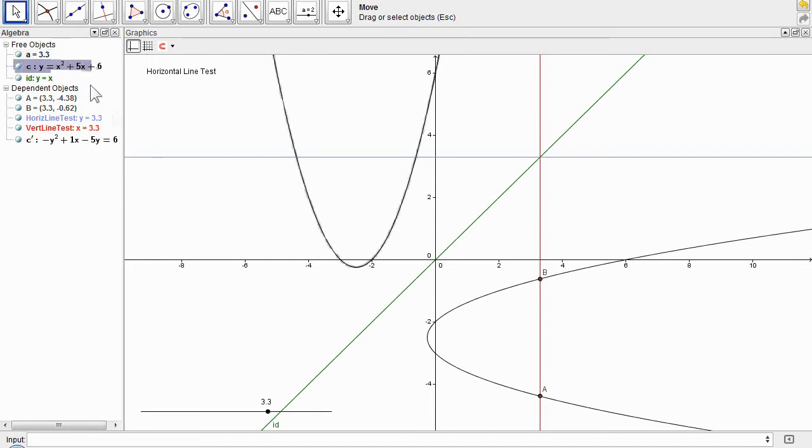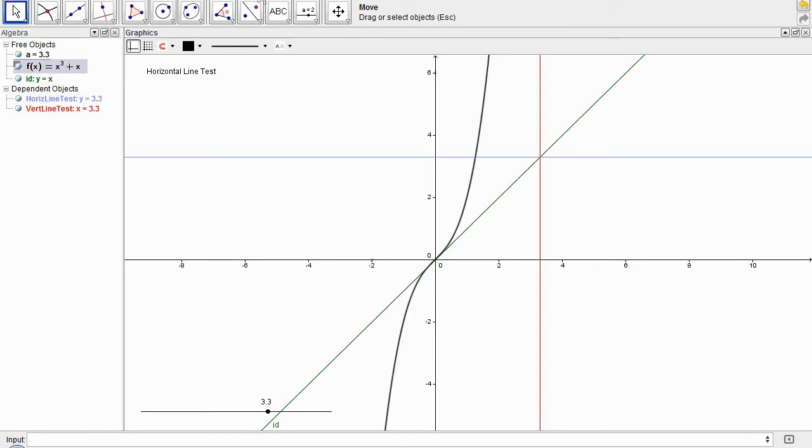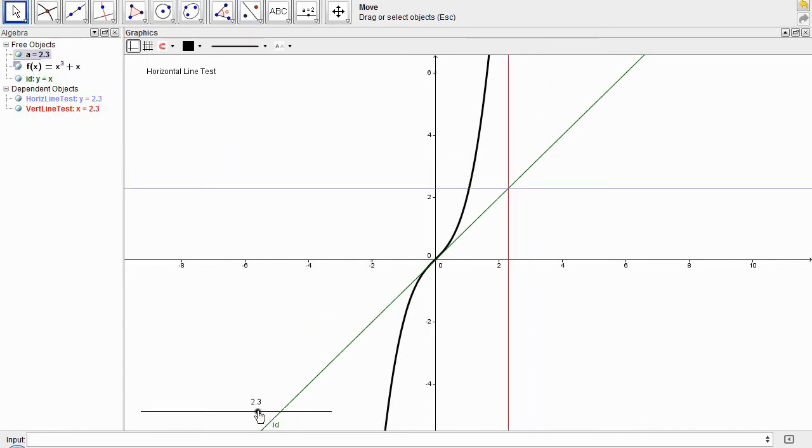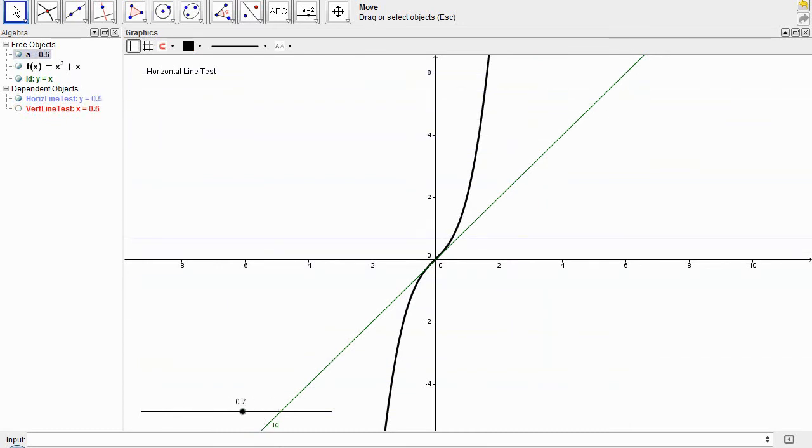My next job is I'm going to delete the original parabola and put in a new one, which is a cubic, y equals x cubed plus x. Here's the graph of that particular function. Let's just make it stand out a little bit longer. It's definitely easier to see. You can see that with the horizontal line test, as it goes up and down, let's turn off the vertical line, it's only crossing in 1 spot. Therefore, the inverse of this graph will also be a function.